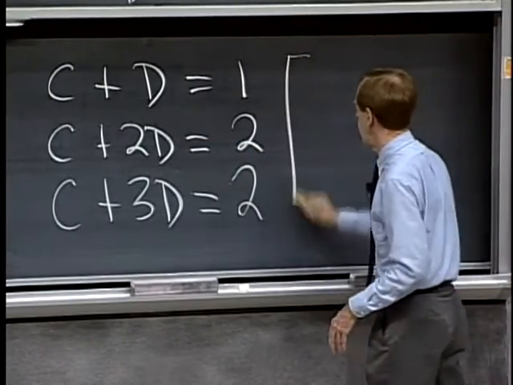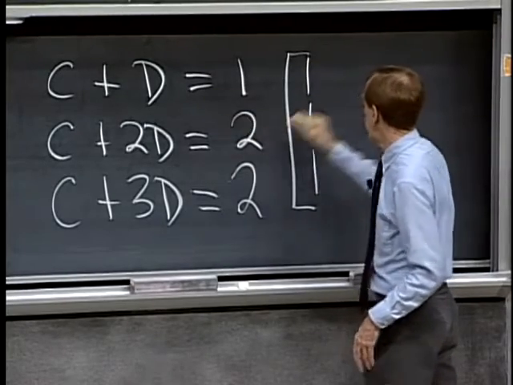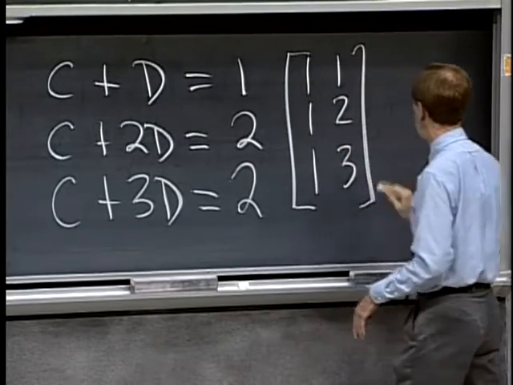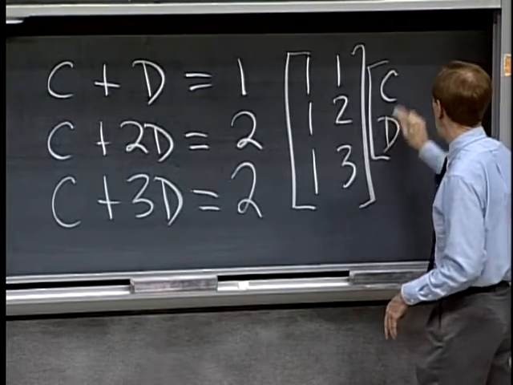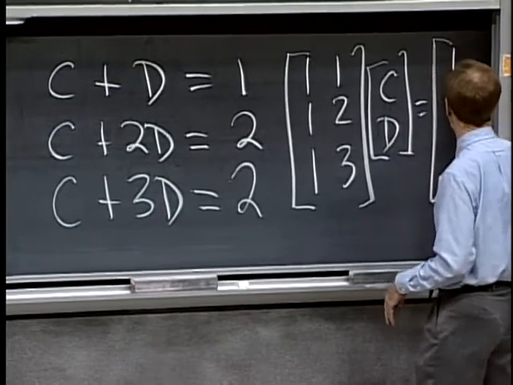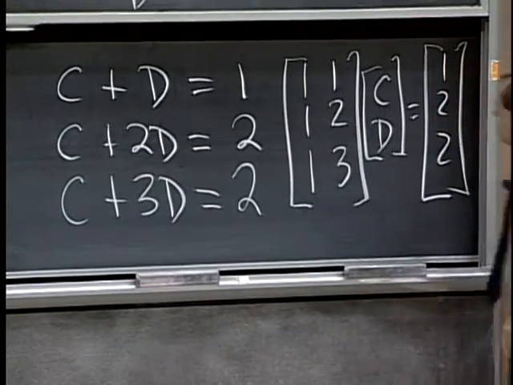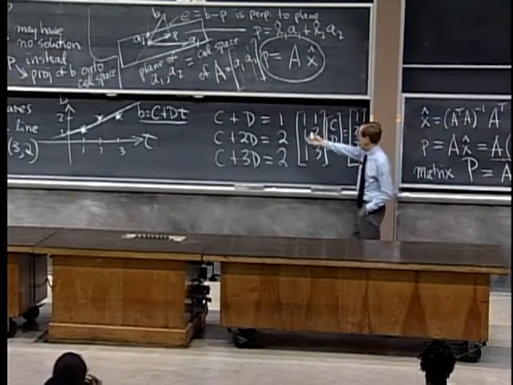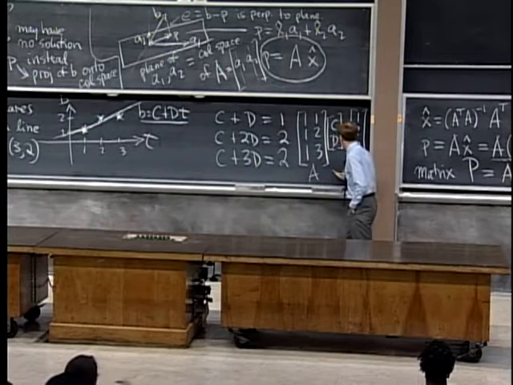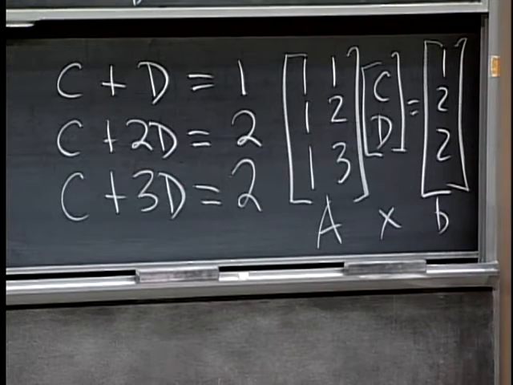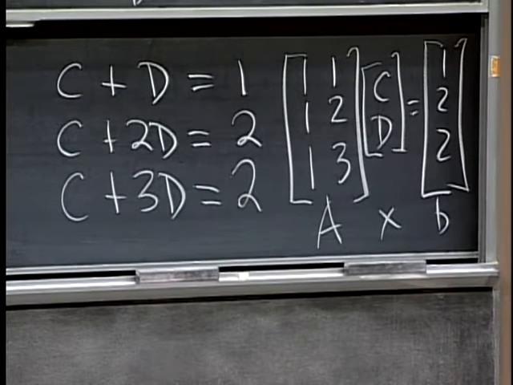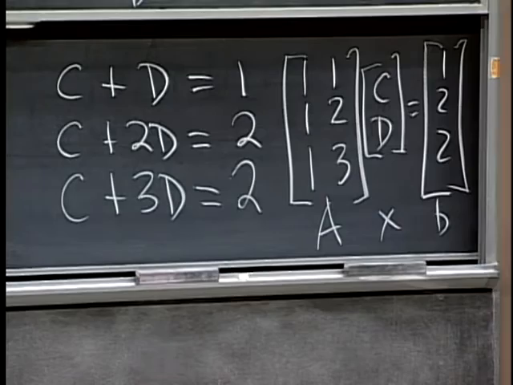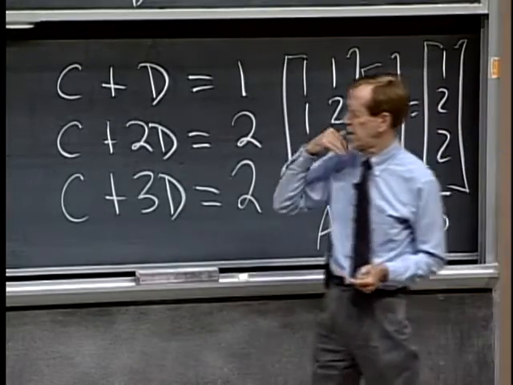So this is, the matrix is 1, 1, 1, 1, 2, 3. The unknown is C and D. And the right-hand side is 1, 2, 2. Right? I've just taken my equations and I've said what is Ax and what is b. Then, there's no solution. This is the typical case where I have 3 equations, 2 unknowns, no solution. But I'm still looking for the best solution.